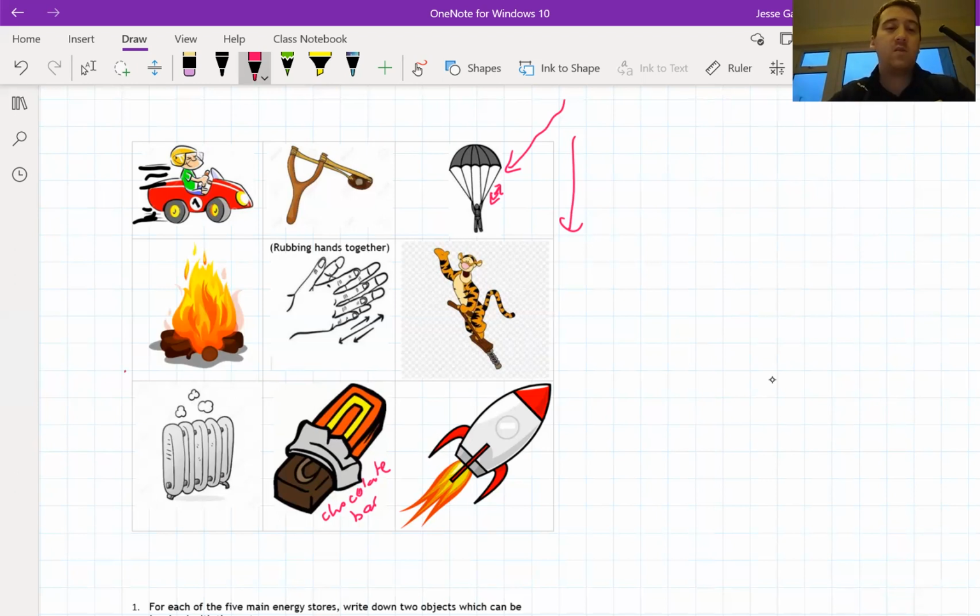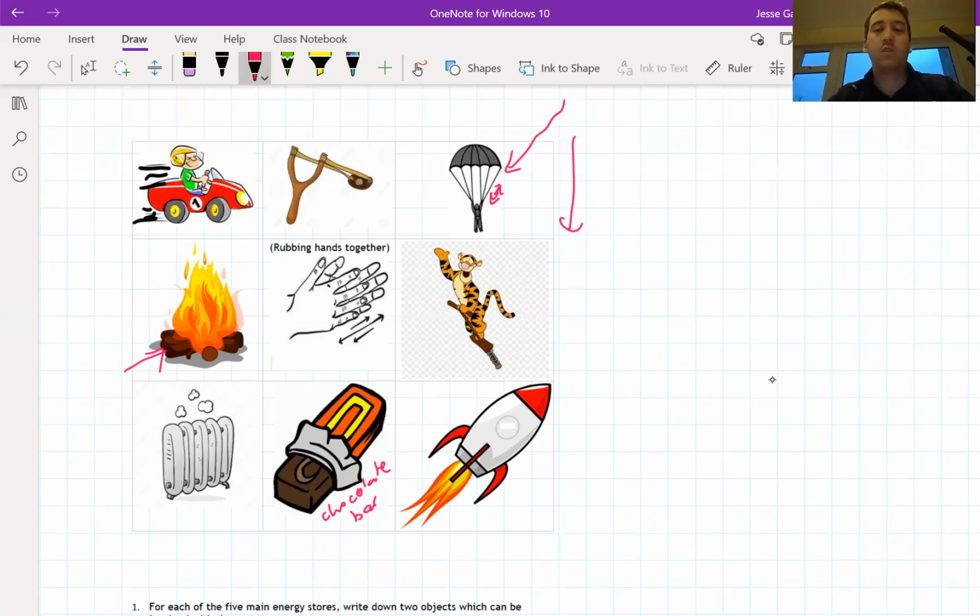The next one, this is burning wood. Okay, so hopefully you realize that it's burning wood. It's a fire. So wood is a fuel. So that is going to mean we've got the chemical energy store, because we've got fuel. And obviously, if it's a fire, then it's going to heat up the surroundings. So we would also have the thermal energy store. Energy would get transferred or sent into the environment. We talk about the thermal energy store.